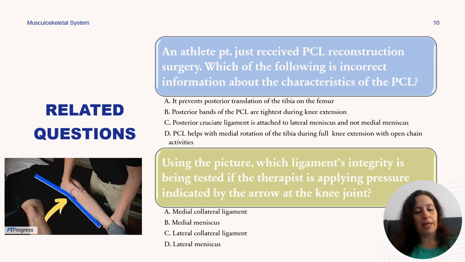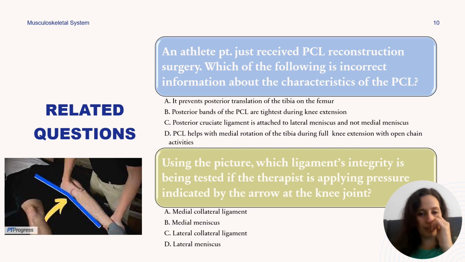So of course, pay attention to the fact that it says which is not true or which is incorrect, because anything that is correct, you should be ruling out, right? So the first one is correct, because that's exactly what the PCL does. So that should be ruled out, not because it's right, but because it's wrong, since the question is asking about what is not correct, okay, what is incorrect, okay.